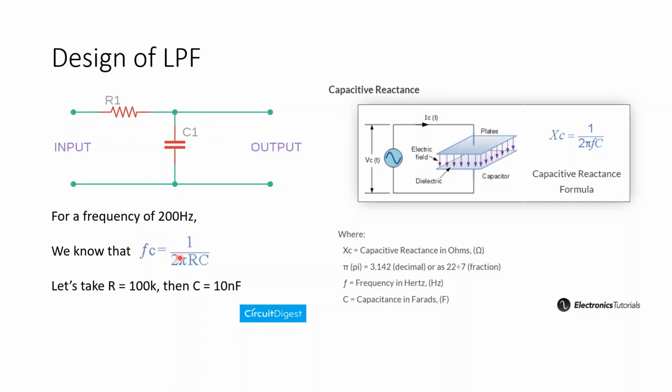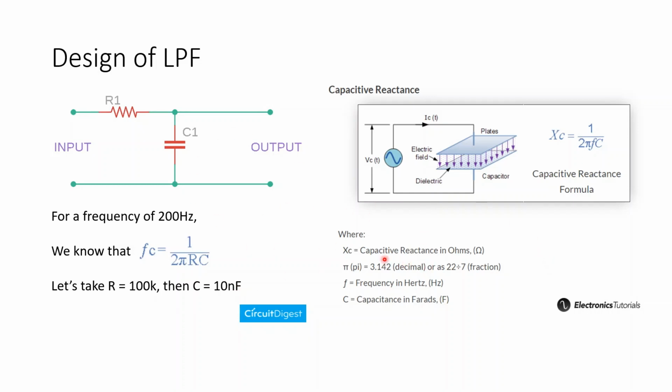Then the cutoff frequency FC is equal to 1 by 2 pi RC. Now for the frequency obtained in the above astable multivibrator circuit of 200 Hertz, we will get a resistance of 100K, and then if we take the resistance as 100K, we will get the capacitor as 10 nanofarad.